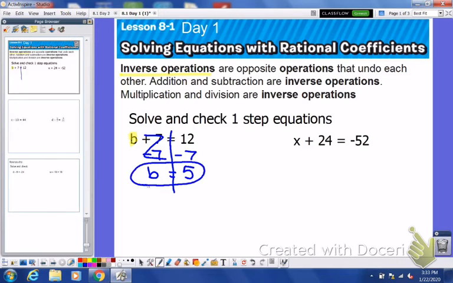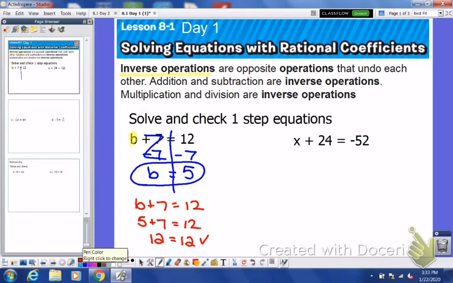Now you see it says to solve and check. The way that we check is to go back to our original equation. I'll do my check in red here. So b plus 7 equals 12. If I substitute in the value that I just got, 5 plus 7 equals 12. Now simplify this down. 5 plus 7 is 12. So we get 12 equals 12. It checks out. We solved it. We checked it. We're correct.